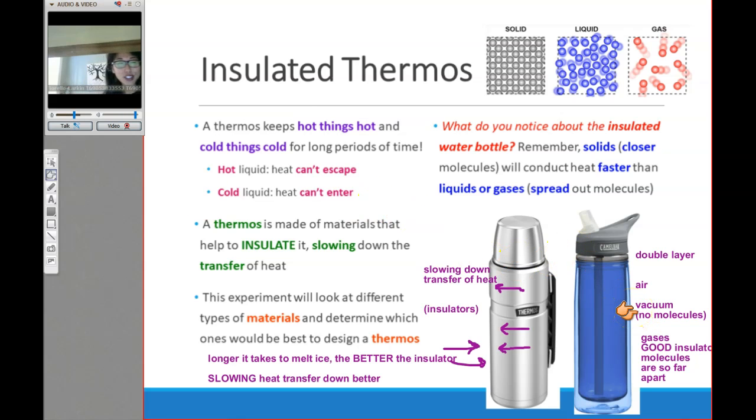Now, what I want you to know is that if you were to look at your windows in your house, some of your windows might actually be what we call double paned windows. And double paned windows actually use the same concept as this water bottle because you have 2 panes of glass. All right, and then in the center, you have air or a vacuum. And so this helps insulate your house and keep your windows from getting too cold or too hot and making your house too cold or too hot.